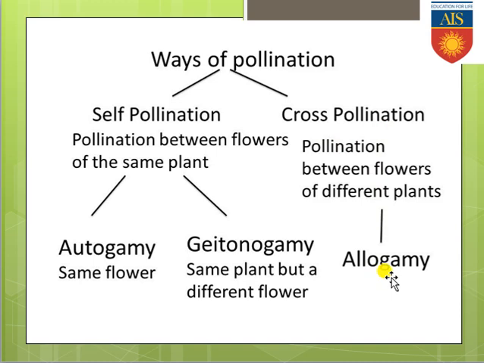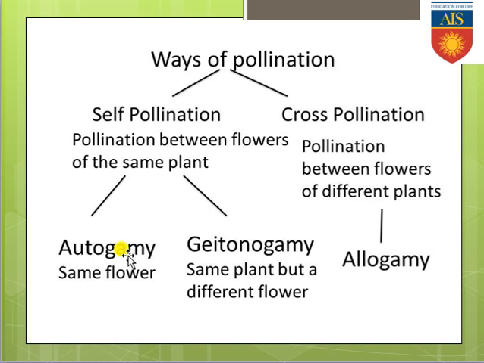Here is another term you can see, that is allogamy. That is also a synonymous term for xenogamy. Now the point is, self-pollination can be subdivided into two categories. Already I have shown in the previous slide, autogamy and geitonogamy. What is autogamy? In case of self-pollination, I have told that the pollen is getting transferred from the anther to the stigma of the same flower or a different flower of the same plant.